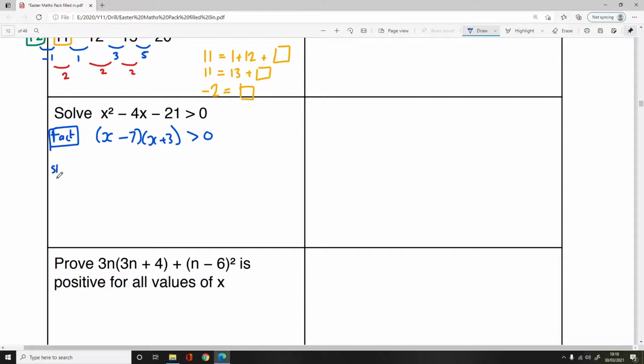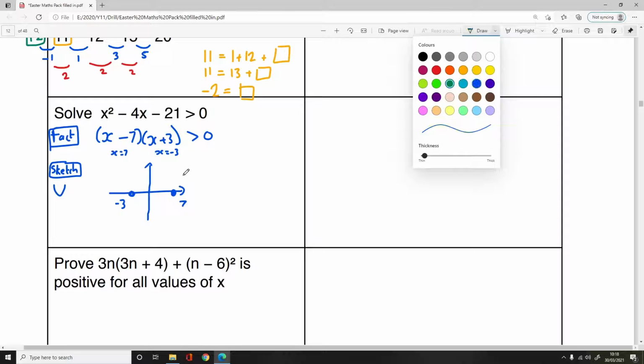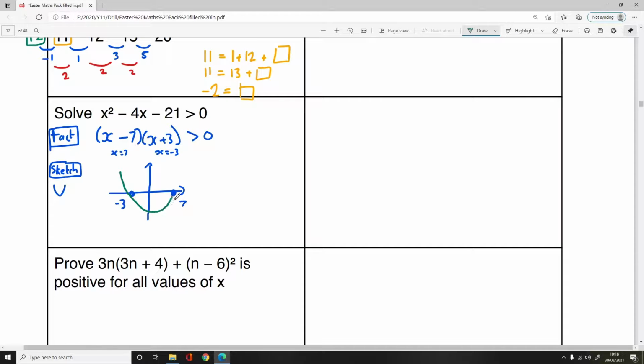And then your next step for this, I would say, is to sketch it. And this is good practice for sketching quadratic graphs in general. What shape has this got? Well, it's got that sort of shape because it's a positive quadratic. Where does it go through the x-axis? Well, it goes through at x equals 7 and x equals minus 3. So putting those two facts together, you end up with a graph that goes like that.